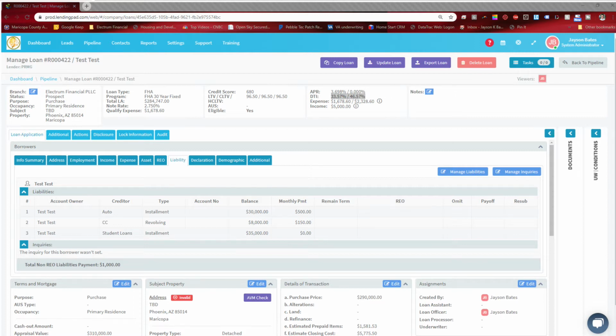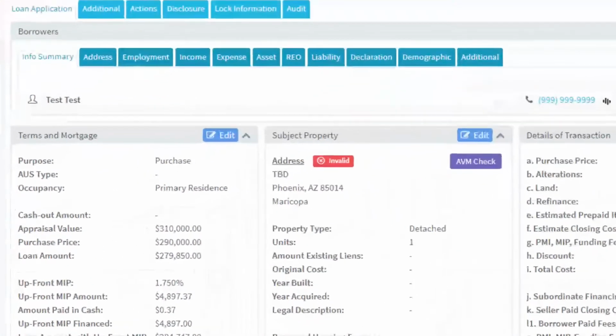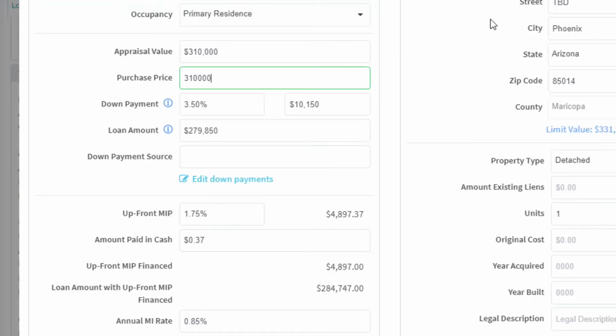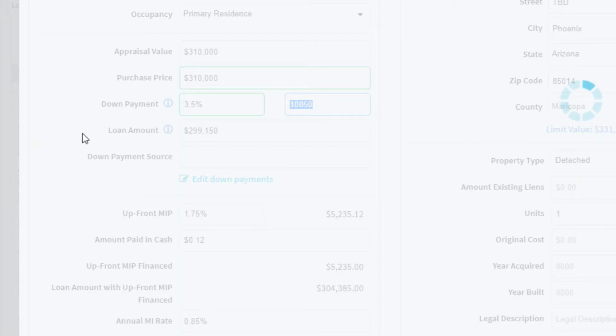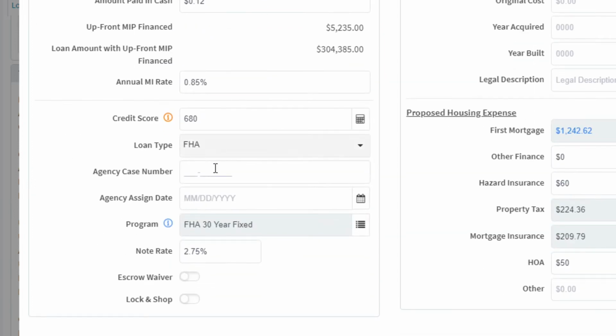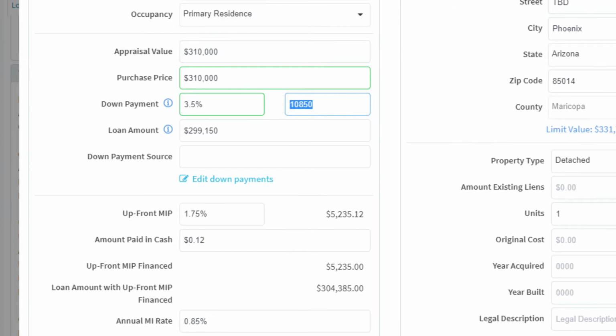Let me back up a little and show you how this is set up. If I scroll down here, I have it on a $310,000 sales price, or excuse me, $290,000. Let me change that here. I know I put that at 310, but we're going to put that at 310. And that's 3.5% down as a down payment. We're looking at FHA at 2.5% as an interest rate. So that's how this is all set up.